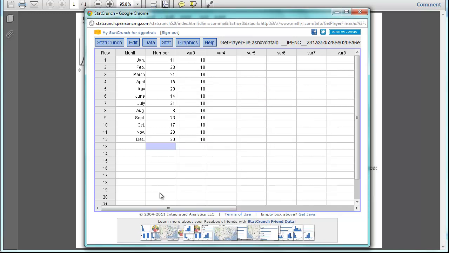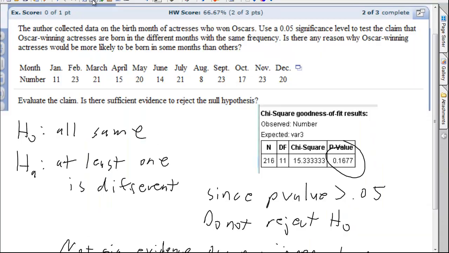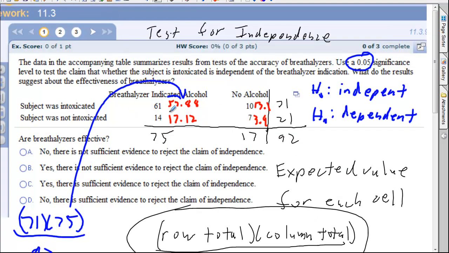And then the last part that I think is a little tricky on 11.3 is when we start adding two variables together. In this case we're looking at were the subjects intoxicated or not, and did their breathalyzer indicate that they were intoxicated or not, and if they really had alcohol or not? Before, we'd only look at one variable, like birth month. This one's actually looking at two different measurements, and now we have a table of values. So this is like our first kind of jump into analysis of variance and things like that.